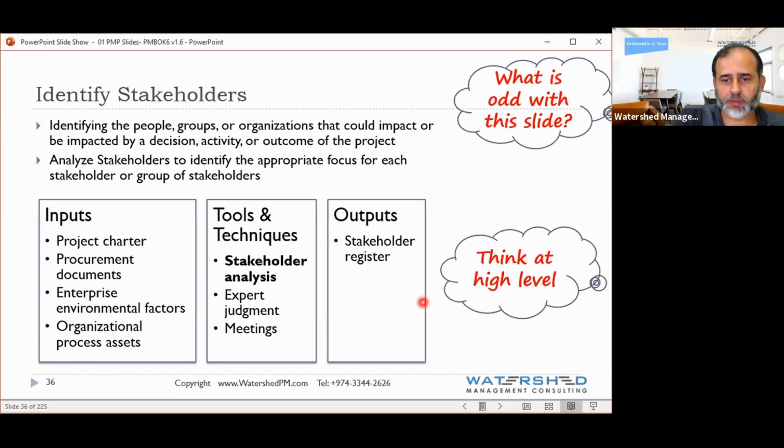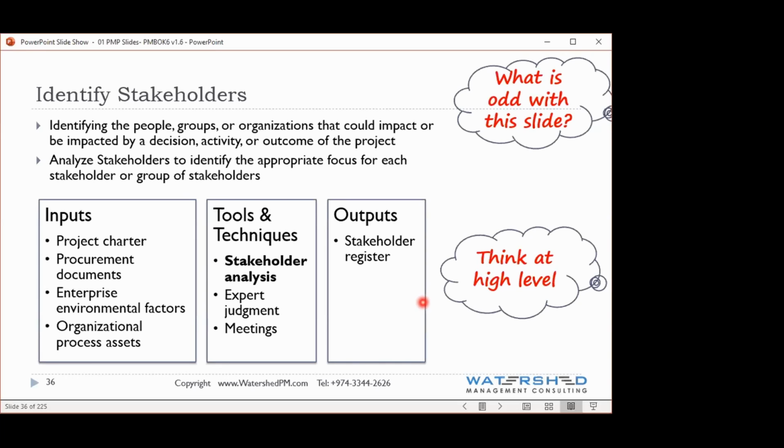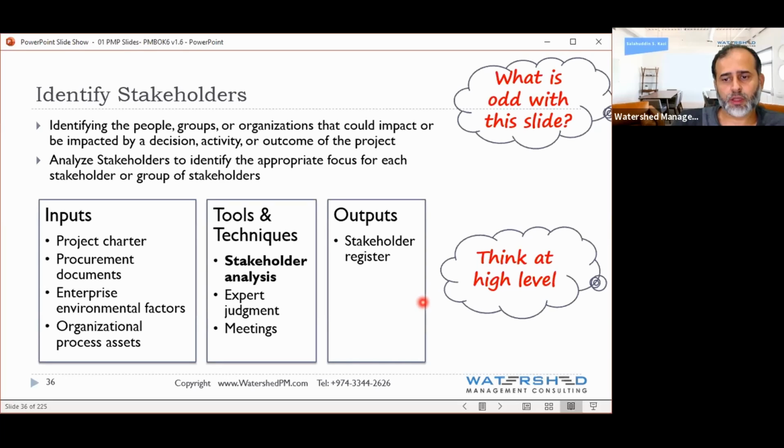And the tools, except the stakeholder analysis, the other two tools are kind of straightforward. And the output is that Excel sheet, maybe in column A, you write all the names. That whole sheet or that list of names is called the stakeholder register. Okay.